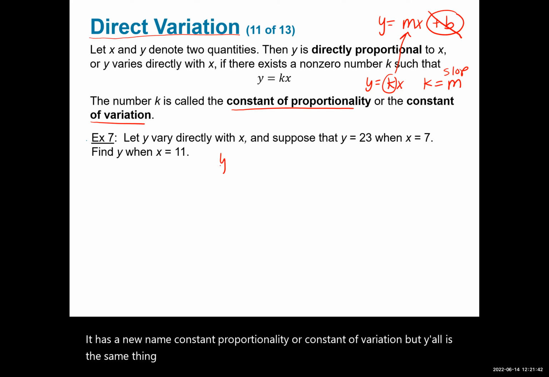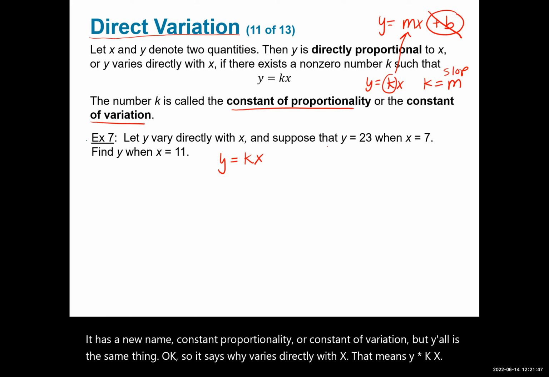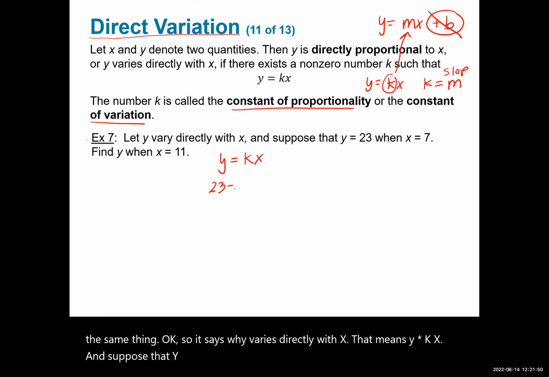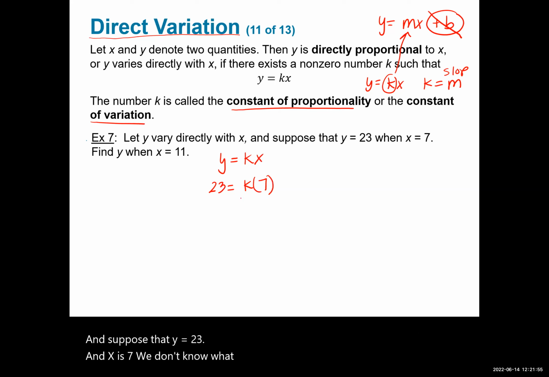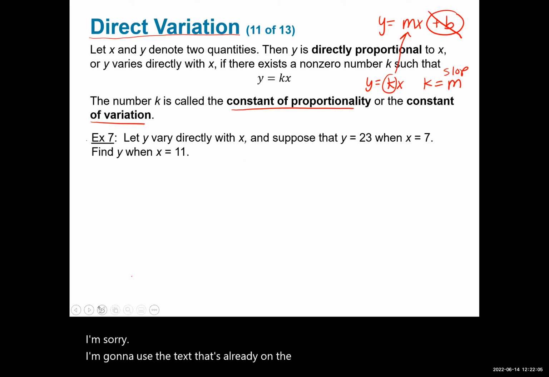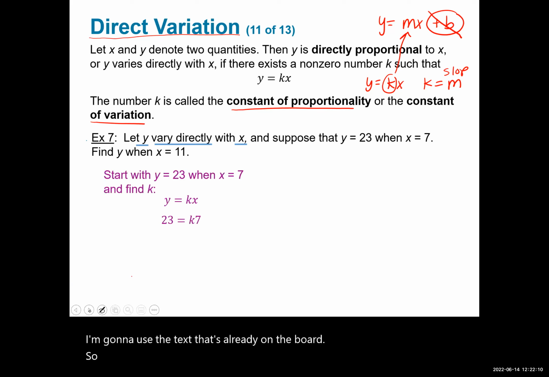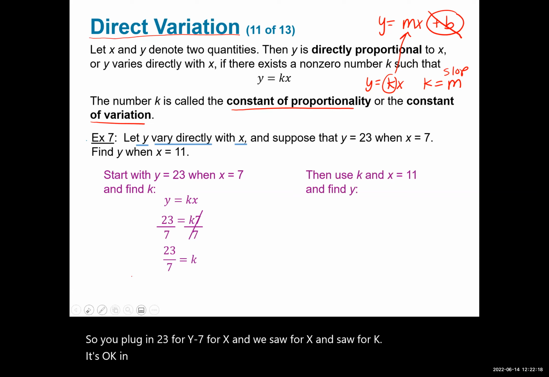okay? So it says y varies directly with x. That means y equals kx. And suppose that y equals 23 and x is 7. We don't know what k is. So we solve for k, divide by 7. I'm gonna use the text that's already on the board. So you plug in 23 for y, 7 for x, and solve for k. So k in this case is 23 over 7.